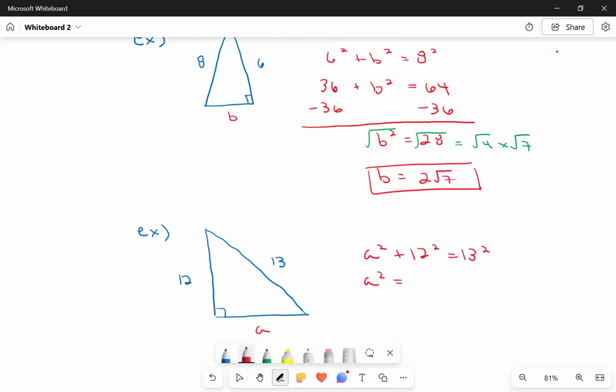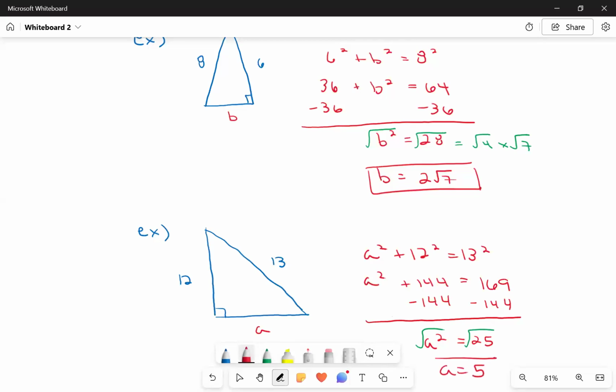So let's see. Oops, 12 squared is 144. 13 squared, if you grab your calculator, is 169. So I'm going to subtract 144 from 169. And that's going to give me, let's see, 25. Well, that's nice because when I think of what squared is 25, right? It's 5.